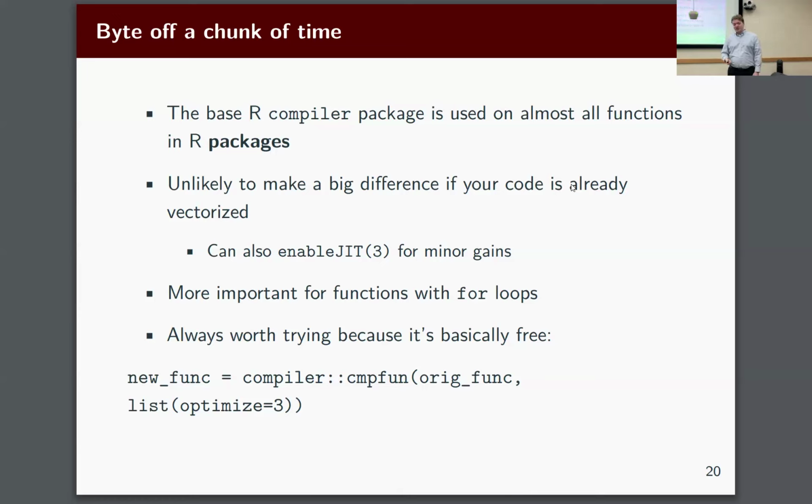If you have functions with for loops, it can actually really improve your performance. I've seen up to 100 times performance for almost free, because this is super fast. All you have to do is get a new function based on this compile function of whatever your original slow function is. And I recommend passing this argument, which just says, try to optimize it as hard as you can, because this thing runs in a fraction of a second.